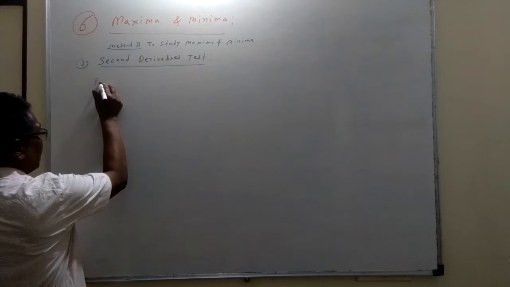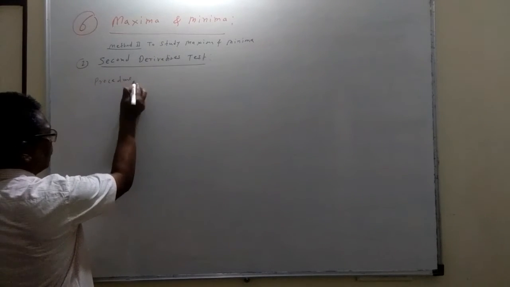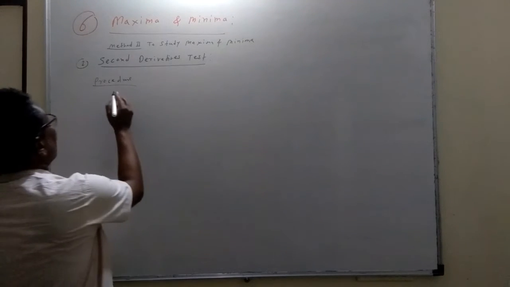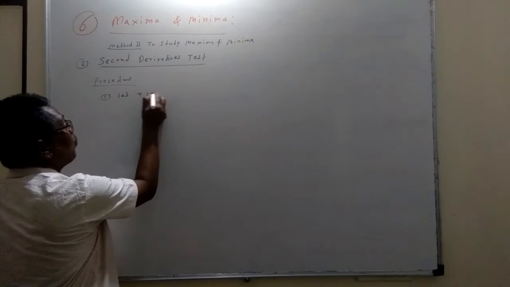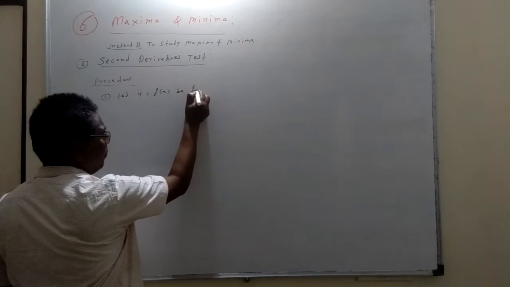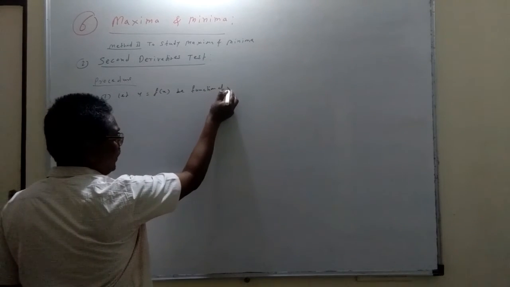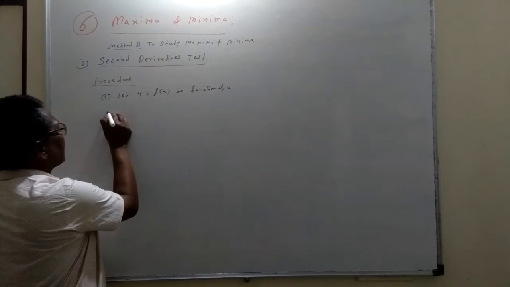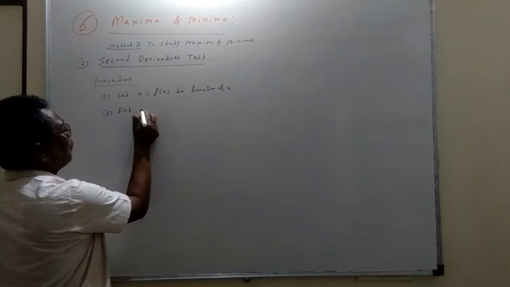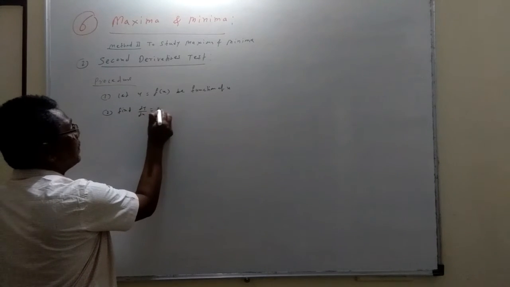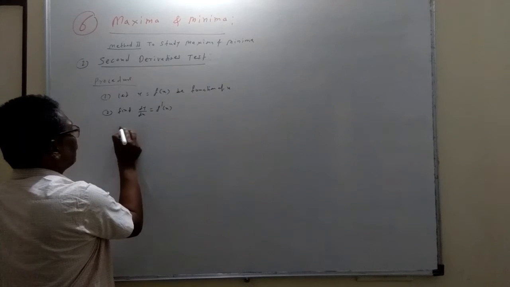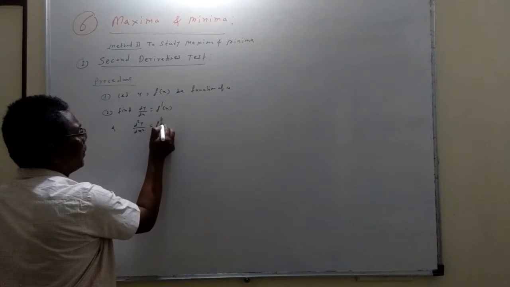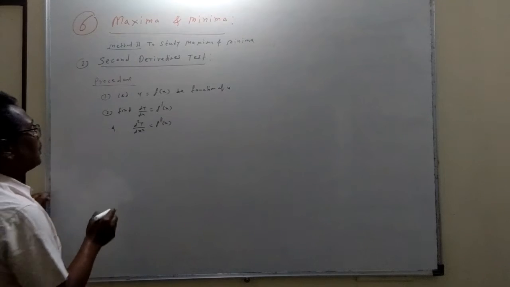So for that, how will we proceed with an example? We will write the procedure to solve the example. First step, let y equal to f of x be a function of x. That function is sometimes given, sometimes you have to prepare the example. Second step, you find the first two derivatives: dy by dx, that is f dash x, and d2y by dx square, that is f double dash x. So you find the first two derivatives in the second step.